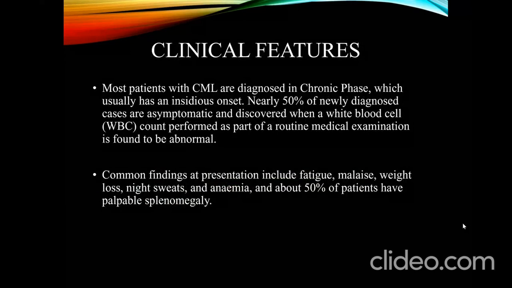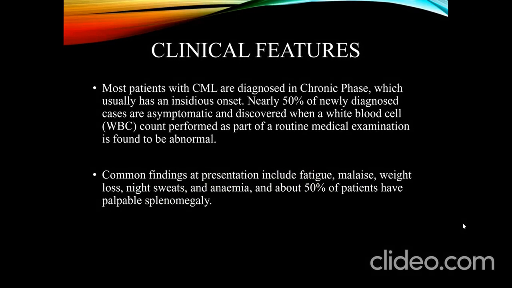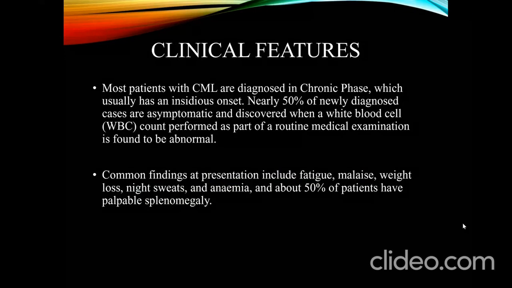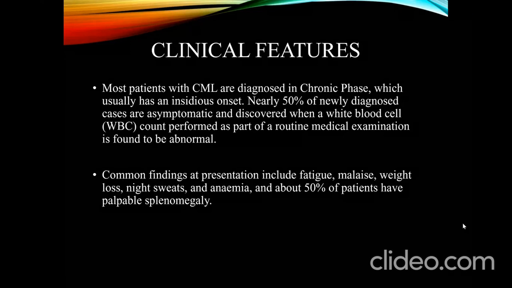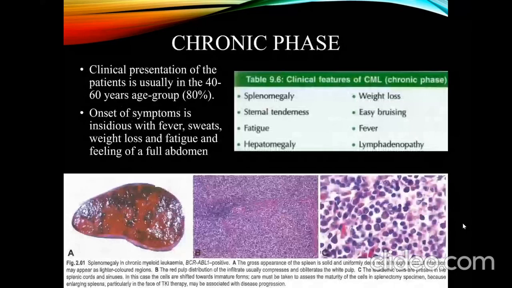Clinical features. Most patients with CML are diagnosed in chronic phase, which usually has an insidious onset. Nearly 50% of newly diagnosed cases are asymptomatic and discovered when a white blood cell count performed as part of a routine medical examination is found to be abnormal. Common findings at presentation include fatigue, malaise, weight loss, night sweats, and anemia, and about 50% of patients have palpable splenomegaly. So when we are discussing clinical features, we have to discuss the phases also.